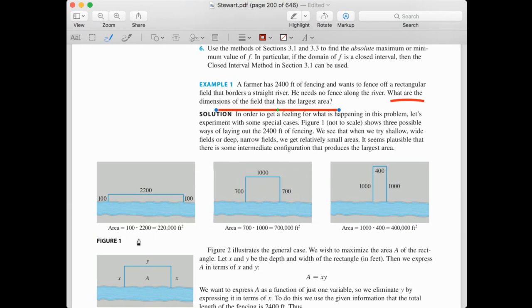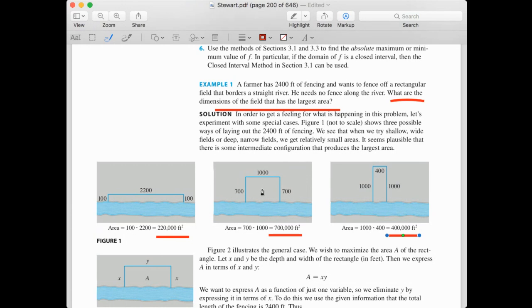Let's see these 3. The first one will give us 220,000 square feet. The second one gives us 700,000. Then 400,000. Well, in this case, it's 700 by trial and error, this is 700,000. But this might not be the biggest area, right? Just out of these 3, this is the biggest.